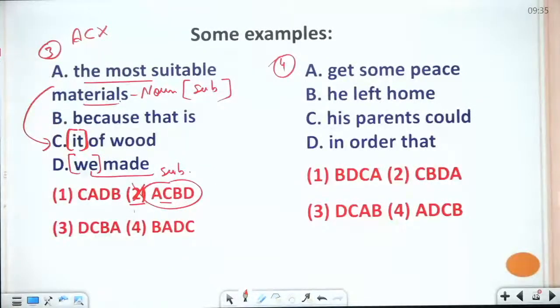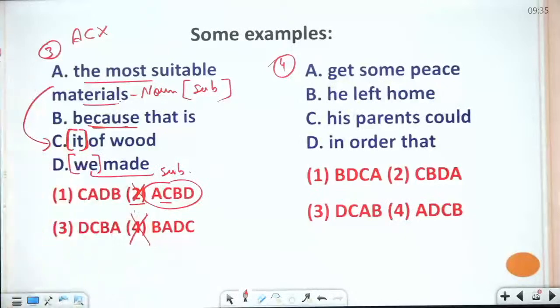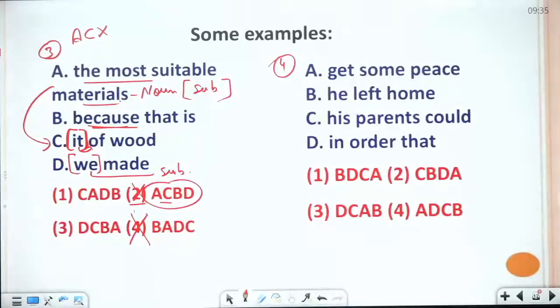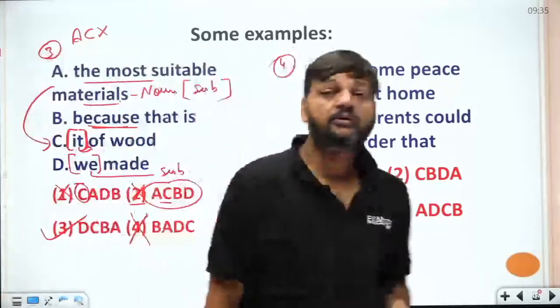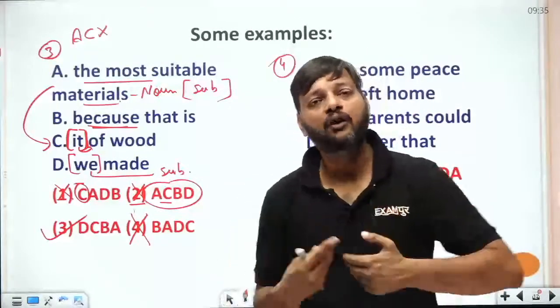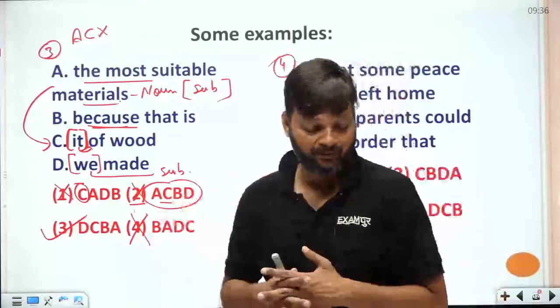Now B: a sentence can never start with a conjunction. So option 4 has also been eliminated. Now we have two options, C, A and D, C. A subject is never followed by "of." So C cannot be the first sentence, eliminated. So the correct answer is 3. Right? So this is just a matter of practice. Practice as many questions as you can and you will automatically master parajumbles and sentence jumbles.